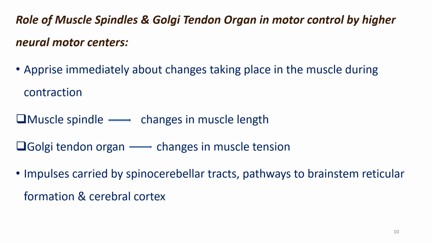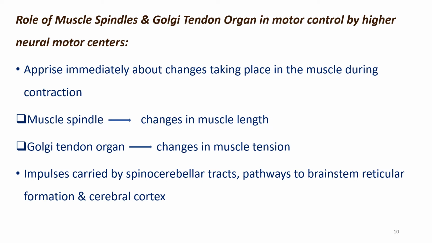The muscle spindles and Golgi tendon organs have a major role to play in the motor control of the body by the higher motor centers. They apprise the higher centers immediately about the changes taking place in the muscle during contraction. So whenever any signal or motor command comes from the higher centers to the lower centers to cause any voluntary movement, the muscle spindles give impulses back to the higher centers about the change in muscle length, and the Golgi tendon organ about the changes in muscle tension.